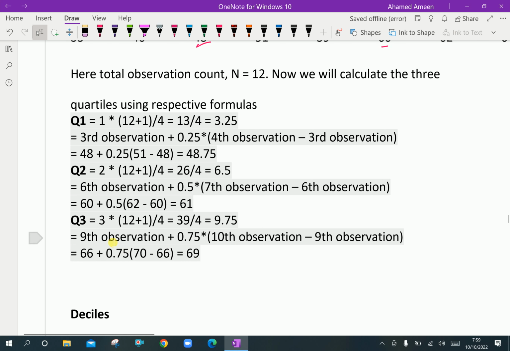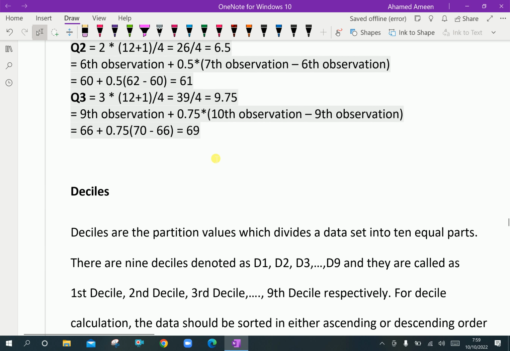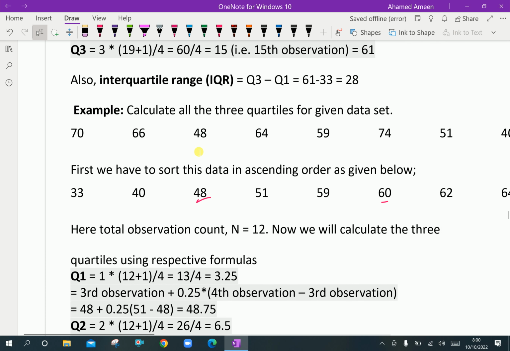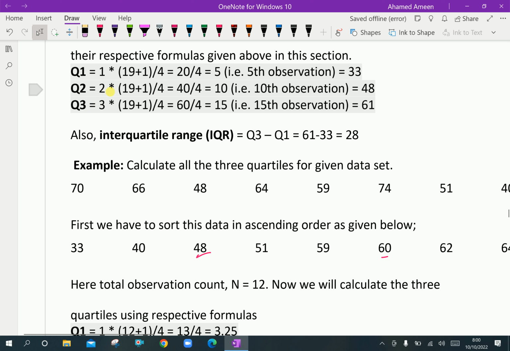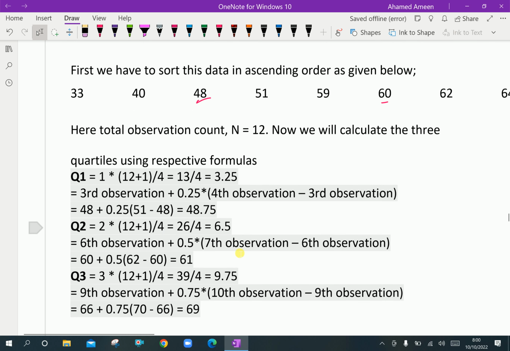Like this, Q3 is also calculated, which comes to 9.75. So the 9th observation plus 0.75 times the 10th observation minus the 9th observation, which gives 69. So far we have done the first, second and third quartiles. For a whole number, you can calculate directly. For decimals, suppose you get 3.25, we take the third observation as 3, plus 0.25 into the fourth observation minus the third observation.